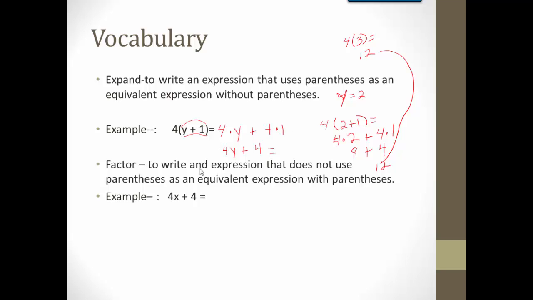That's how to expand, and we're going to go into that in a few minutes. The vocabulary word factor means to write an expression that does not use parenthesis as an equivalent expression with parenthesis. For this, tomorrow as we start talking factoring. So look for, you can write the example now in your vocabulary section, but wait until tomorrow to show the example.